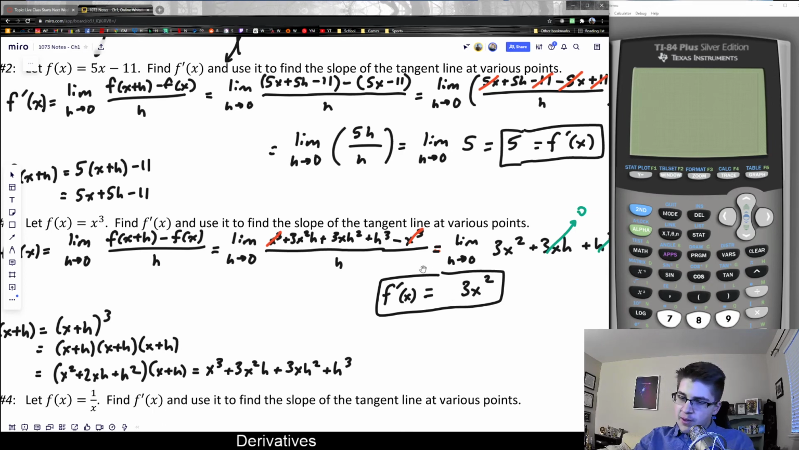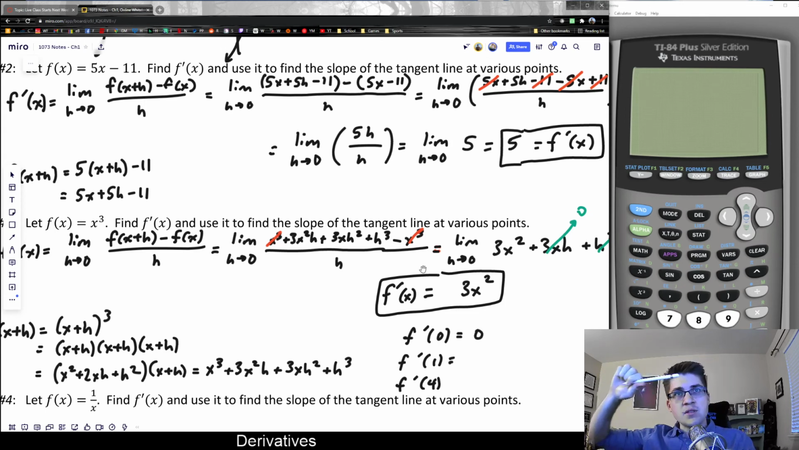So let's just say we plug in 0 or plug in 1 or whatever we want. Let's plug in 4. All of these will give us the respective slopes at those points along the function. So 3 times 0 squared is 0. Our slope at the origin should be 0, meaning it should have a horizontal tangent line because it has a zero slope, no rise to it. At 1, we'll have 3 times 1 squared, which is 3. So if we go to the right one on our function, we should see that the slope is 3, which is significantly stronger and positive.